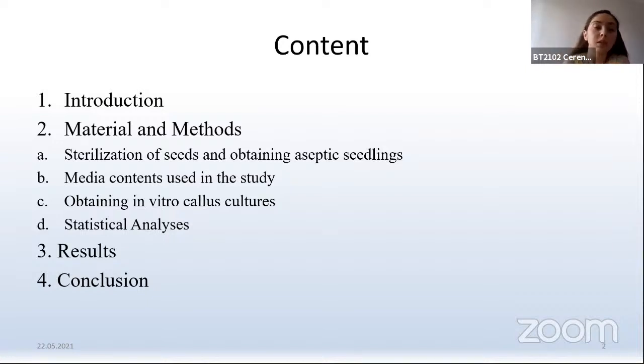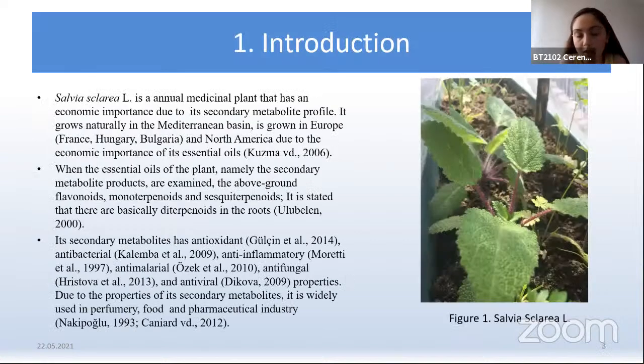In the introduction, Salvia cephalaria, also known as Cephalaria, is an annual medicinal plant that has economic importance due to its secondary metabolite or essential oil profile. It grows naturally in the Mediterranean basin, especially in Turkey. It is grown in Europe and North America due to its economic importance.